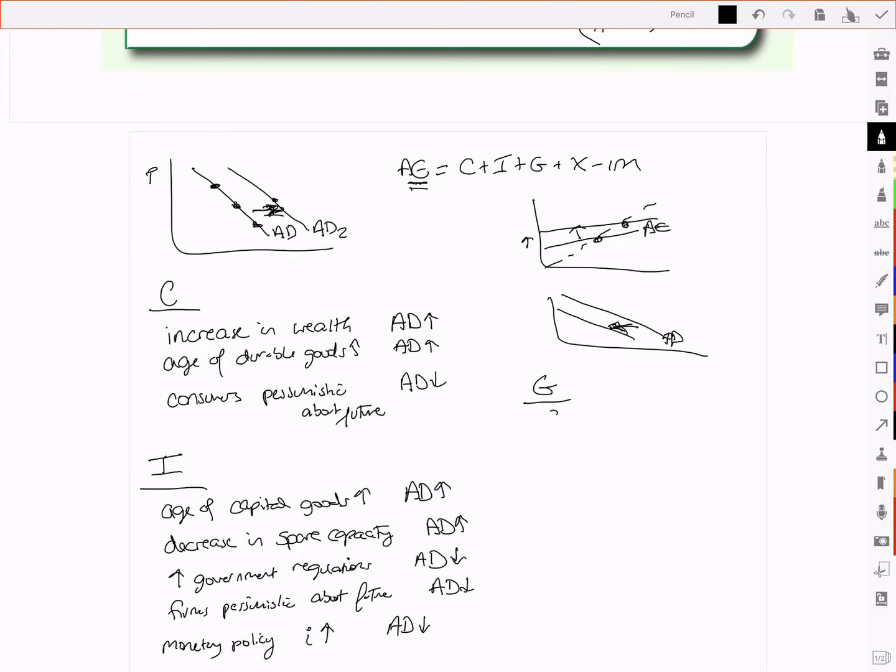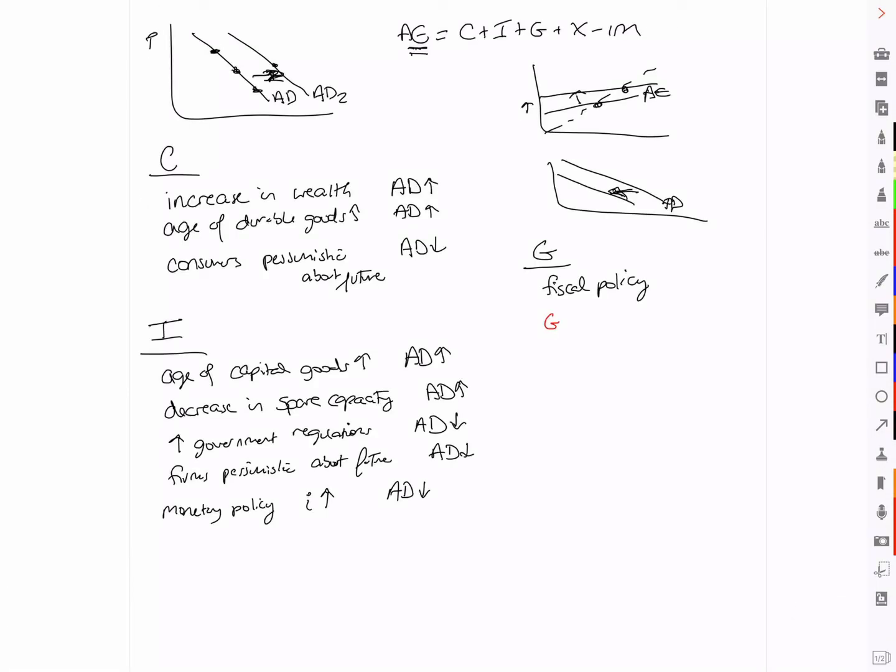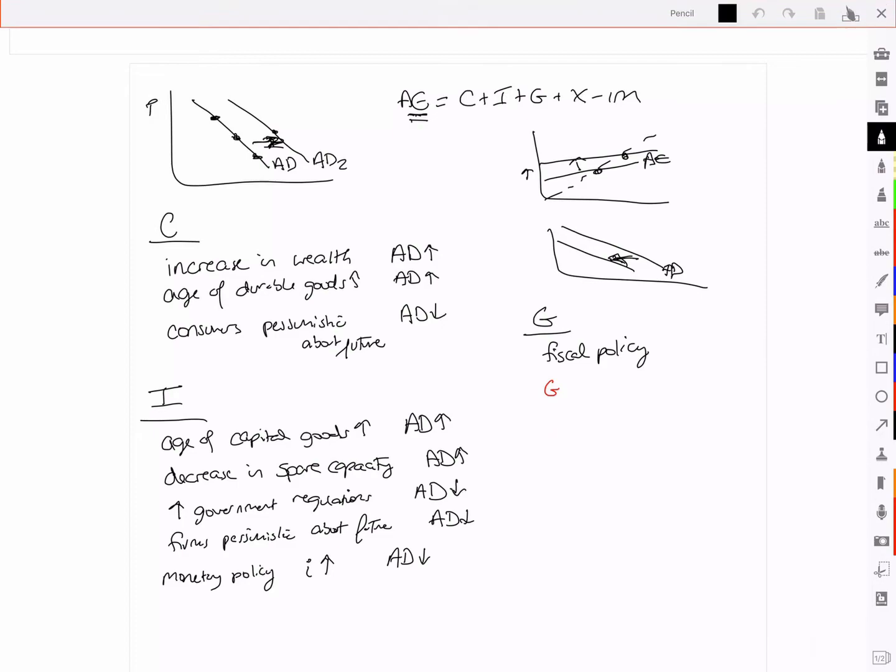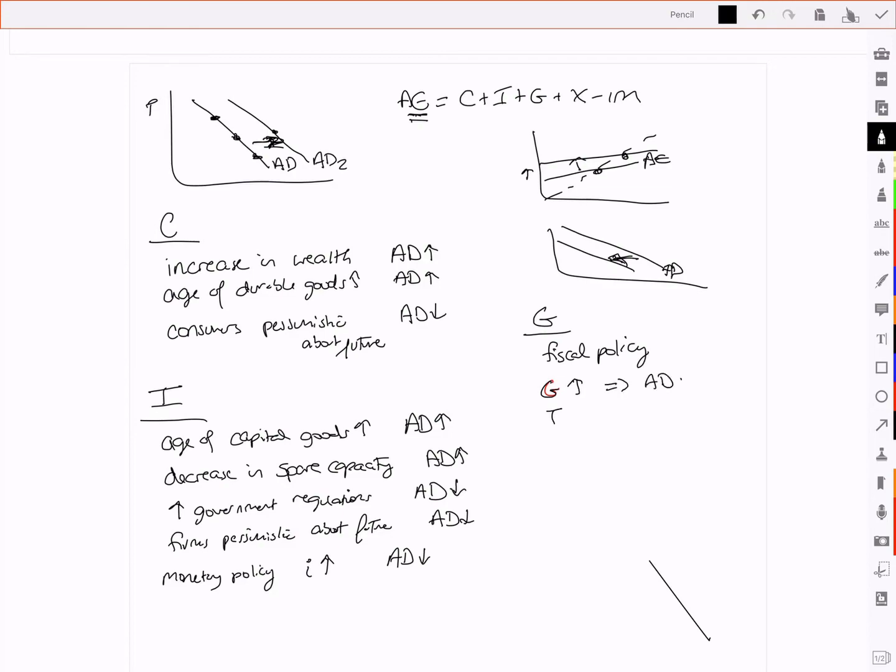Okay, this would be our fiscal policy. And fiscal policy consists of two things: government spending and taxes. All right, government spending and taxes. If government spending increases, that's the government buying more goods and services, that's going to make aggregate demand increase, or the graph shift to the right.